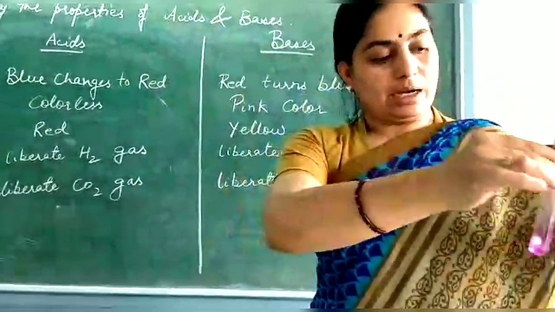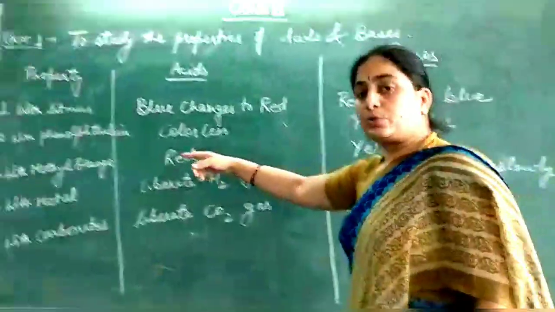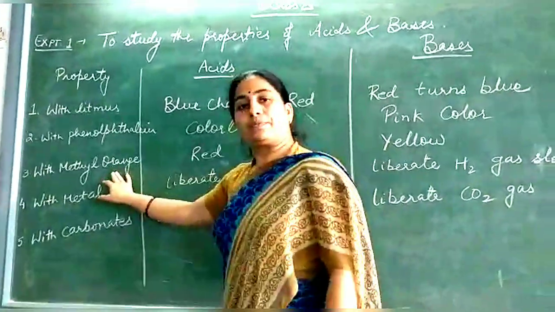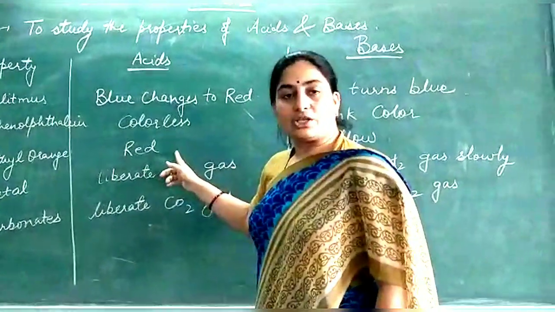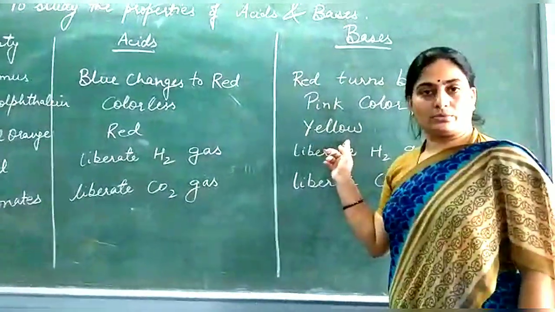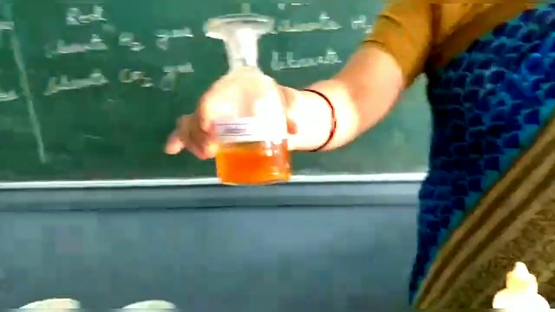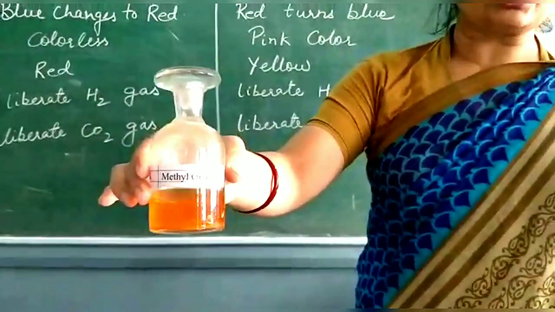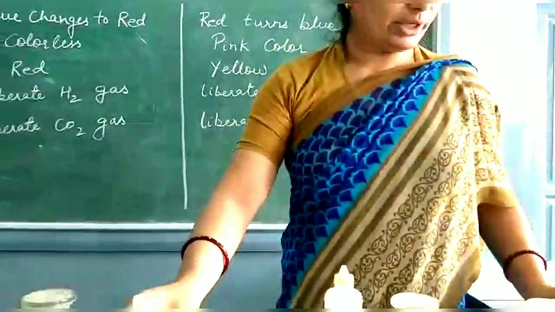Now we'll move to the third property, that is with methyl orange. With methyl orange, in acids it changes to red and in bases it changes to yellow. Now let's see how. So this is methyl orange. The color of this methyl orange is orange. This is a dye actually, that's why we call it methyl orange.